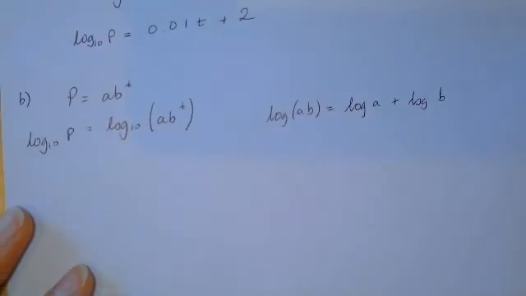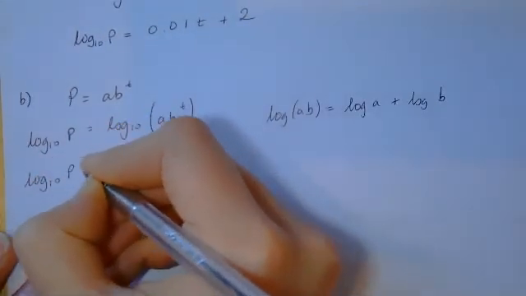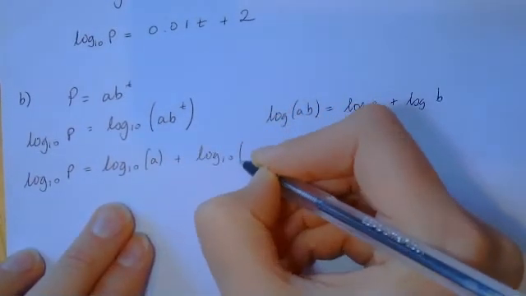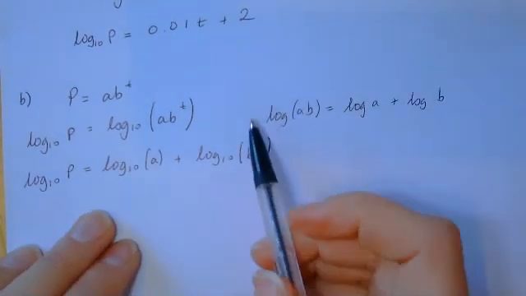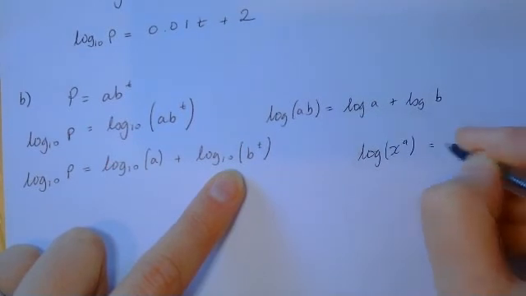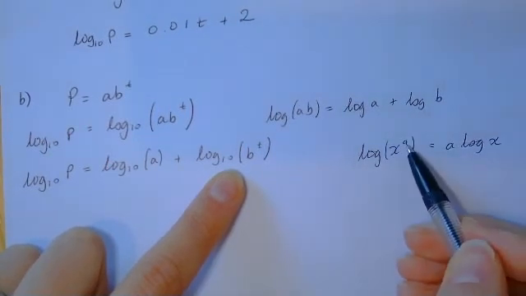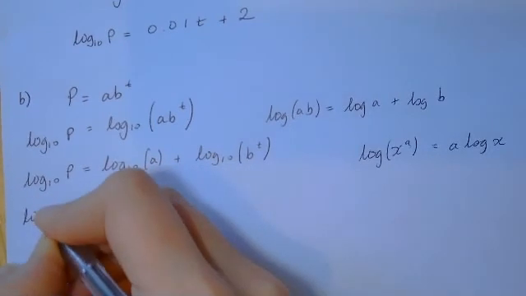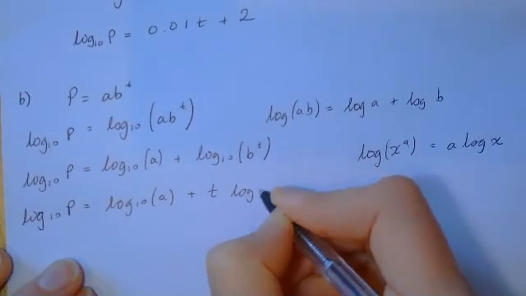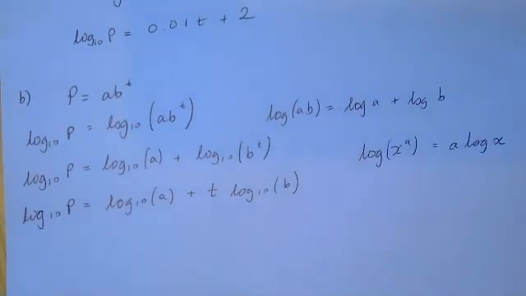Now, hopefully you remember the rule that log of A times B is log of A plus log of B. That's a rule that hopefully you've come across. So that means this side is still this. That means that on this side I've got log to the base 10 of A plus log to the base 10 of B to the t. Now, hopefully you've got another rule up your sleeve here, that if you've got log of x to the power a, that's a times log x. A power can be brought out the front. So I've got log to base 10 of A plus, that t is going to come out the front like that.